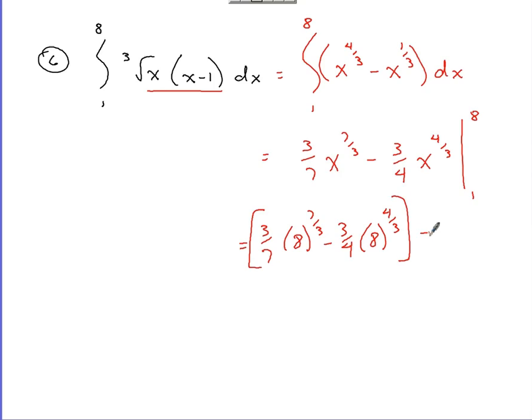Then we're going to subtract. We're going to take 1 and plug in for our x's. Of course, we're taking 1 raised to a power, it's just going to be 1. We've got 3/7 minus 3/4. Feel free to check me on that.